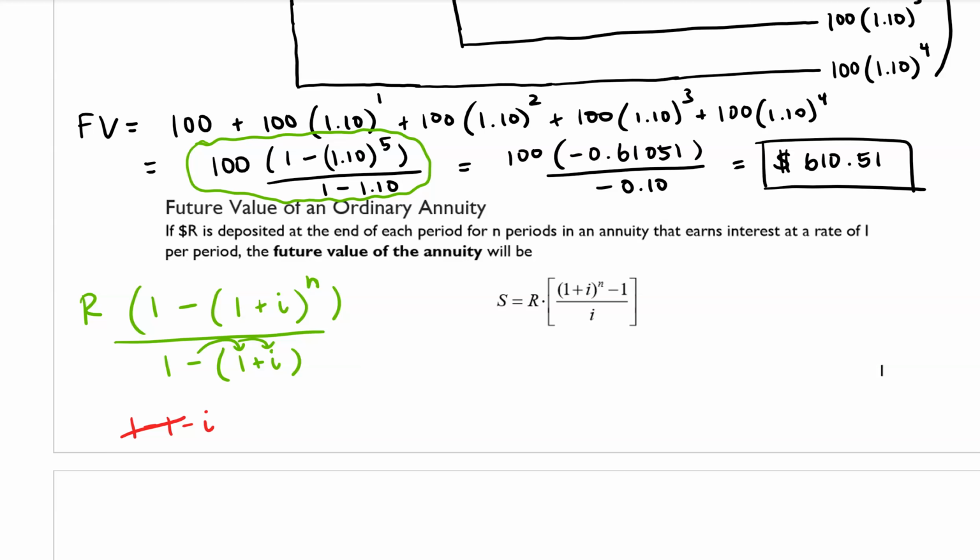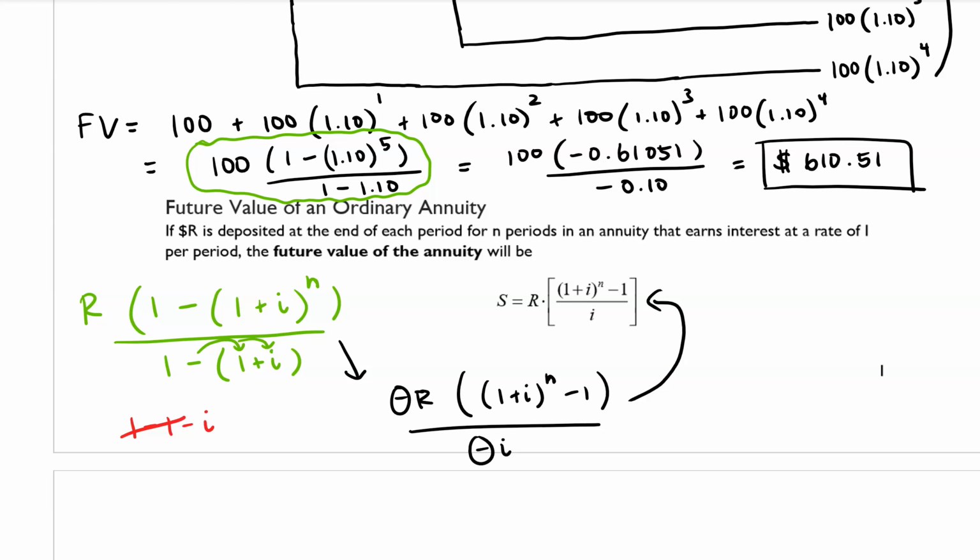Now, if I factored out a negative 1 from the numerator, what we could do is have this be negative R times, if I factored out a negative 1 from the numerator, then we could rewrite that as 1 plus I to the nth power minus 1 all over negative I, and then this negative and this negative would cancel each other out, and so we would be left with this thing here.